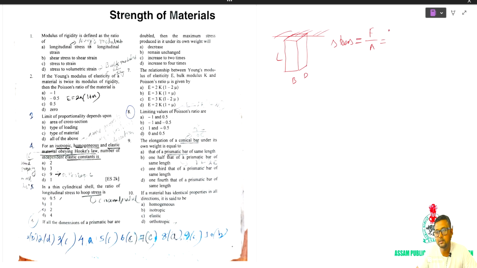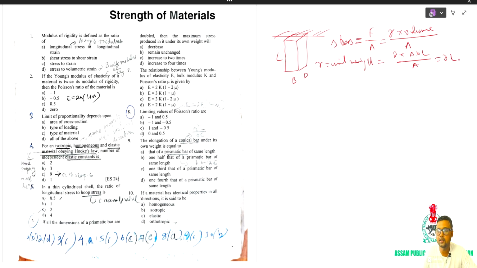Stress is force by area. Now force is unit weight into volume, because we have to find the force due to its own weight. And gamma is the unit weight. Volume is A into L. So stress is A into gamma L by A, that is gamma L.